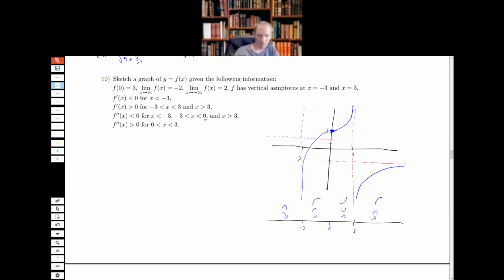And then finally, from negative infinity to negative 3, it's concave down and decreasing, so I have this shape. And again, I need to approach both asymptotes. So this is what a graph would look like that satisfies all of these criteria.